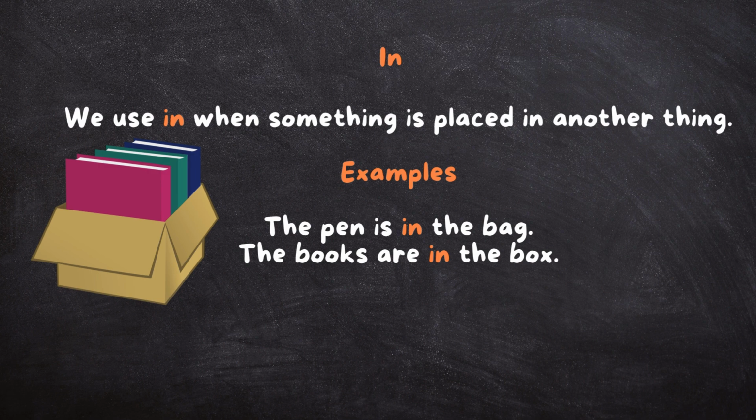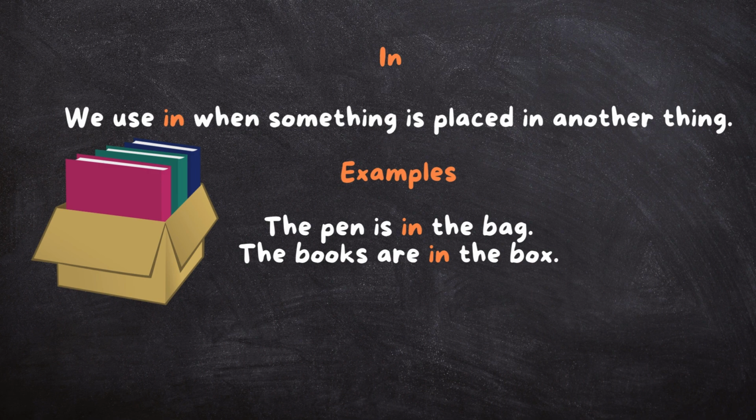In. We use in when something is placed in another thing. An example would be: the pen is in the bag. The books are in the box. We use in to indicate if we have placed something in another thing. So, as in the first example, it tells us that we have placed a pen inside a bag. In the second example, we see that we have placed a certain amount of books in a specific box.